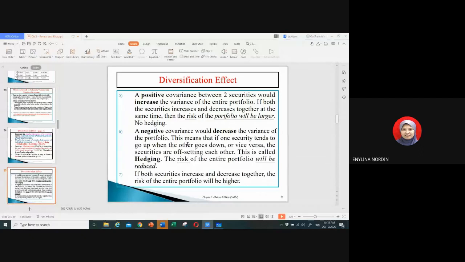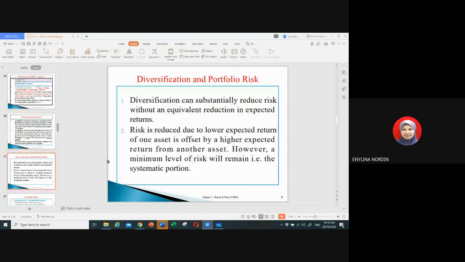Kalau negative covariance, that means RM1,000 tadi, 60% you invest in Proton, 40% maybe you invest in oil and gas. Jadi kalau automotive industry jatuh, you still have another stock that can cover the losses. So there is a hedging, there is a diversification effect, so therefore the portfolio risk will be lower. Okay, right. And then what else?